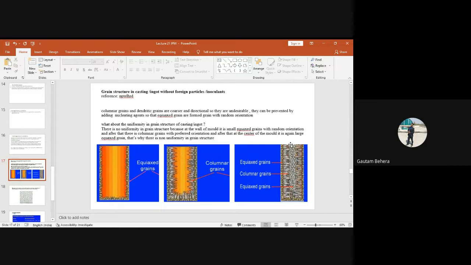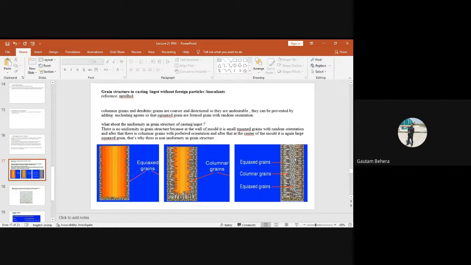You can see this is actually called the macro structure of the ingot. So you can see we have three regions. The first region is along the mold wall. The second region is adjacent to the equiaxed grain part. And finally, at the center, you have a new structure. The complete entire center of the mold has a new structure. So along the mold wall, we have small equiaxed grain. Then after that, we have columnar grains, which are long and big, and they have preferred orientations.